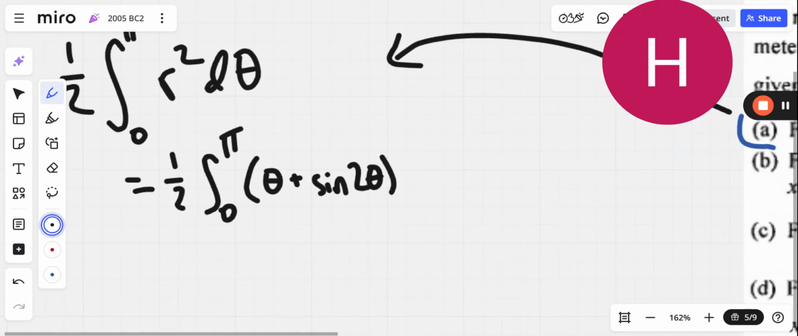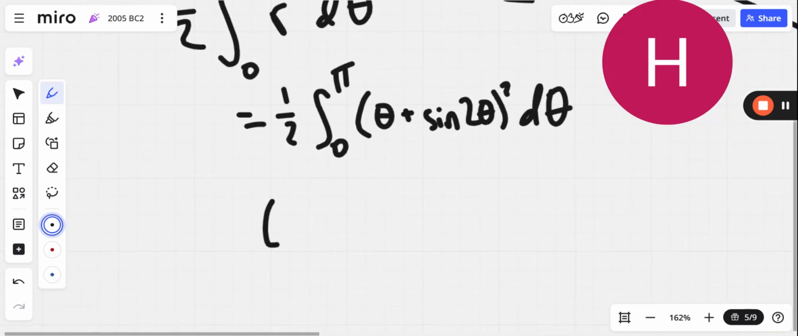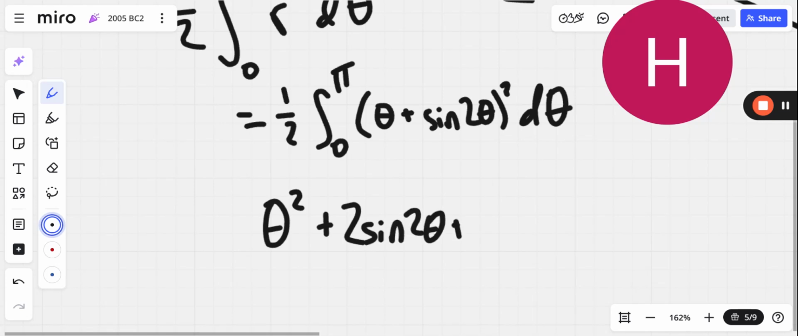Now, this could be done by hand. I don't think they're going to have you do it by hand, but you could do it by hand. This is going to end up being theta squared plus 2 theta sine of 2 theta. Okay, yeah, this is already going to get a little bit complicated.